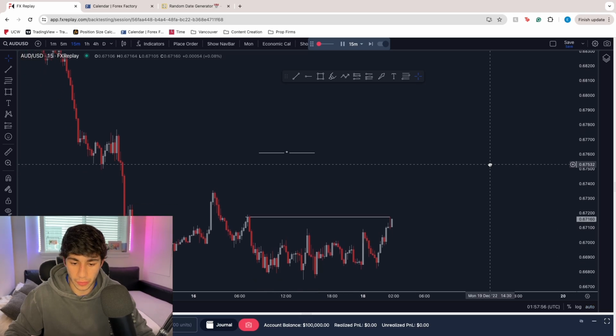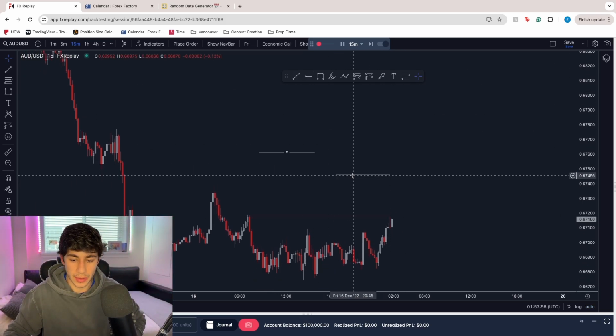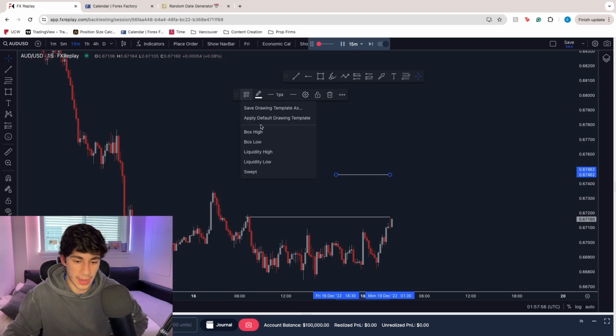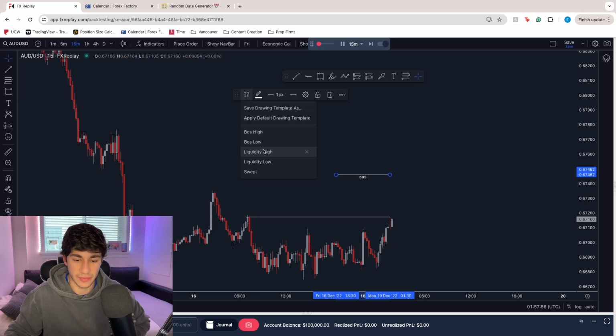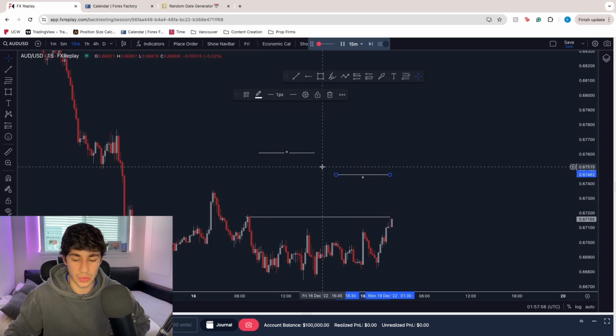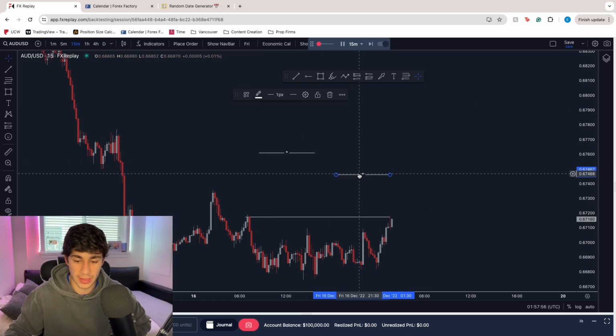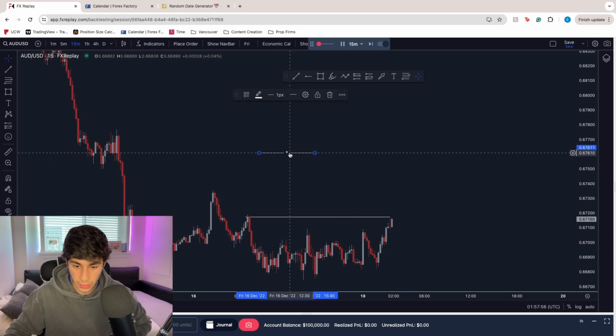So now I have all my templates. If I do a line here, I have all my templates: if I have a break of structure to the upside, or a break of structure to the downside, or liquidity high or liquidity low, or if price does a sweep or something like that, I have those. So now we are ready to go.